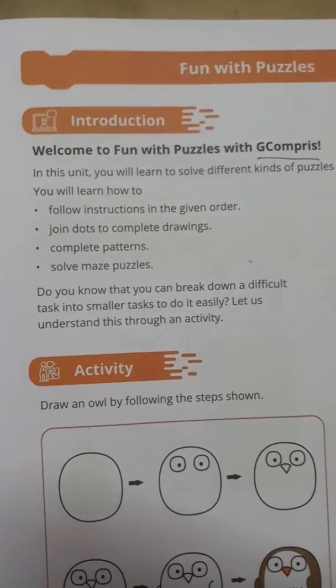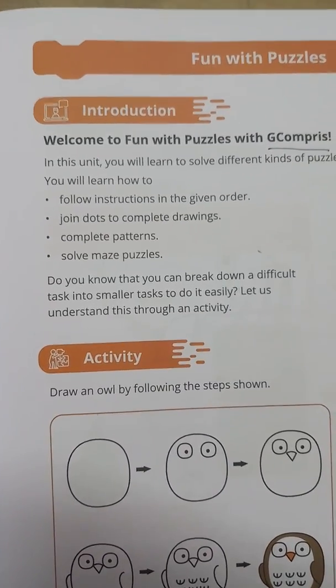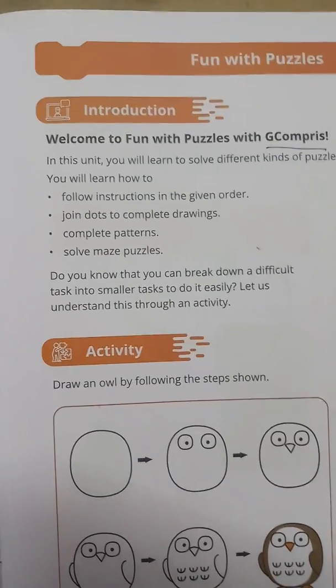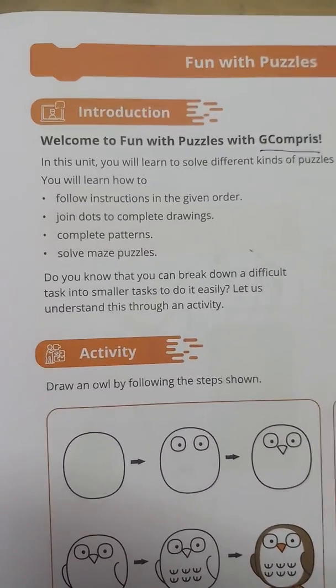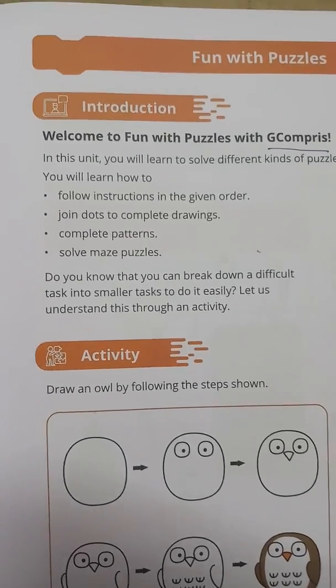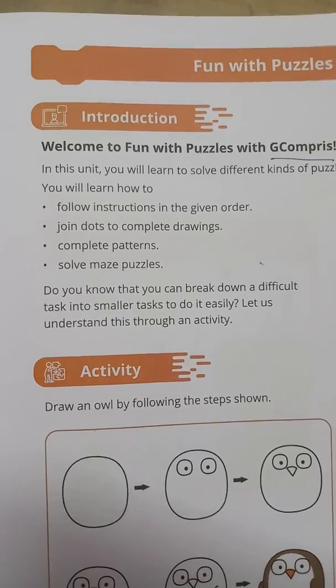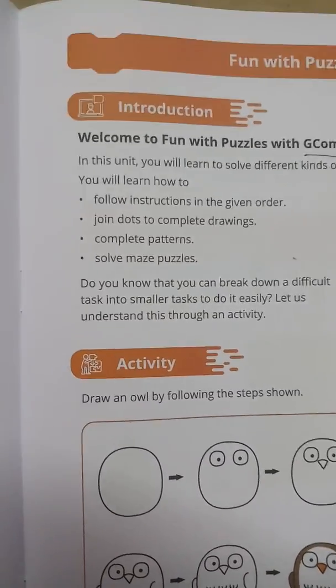So what is GCompris? It is entertainment software. It helps children to understand the relationship between numbers and also to improve their communication skills such as spelling, reading and writing, and also arithmetic operations such as addition, subtraction, multiplication and division.